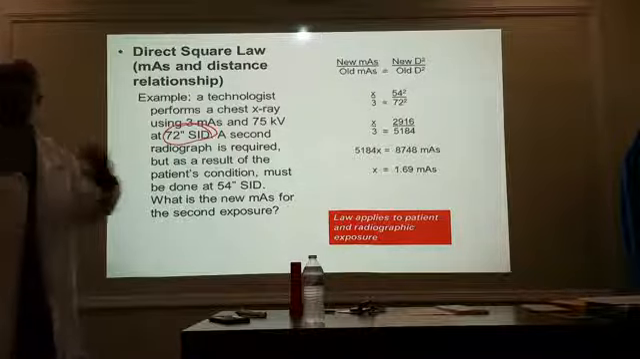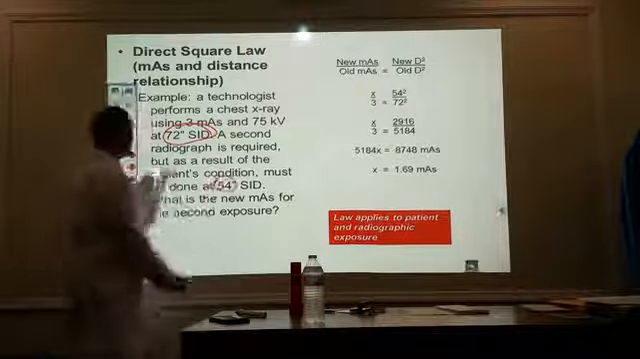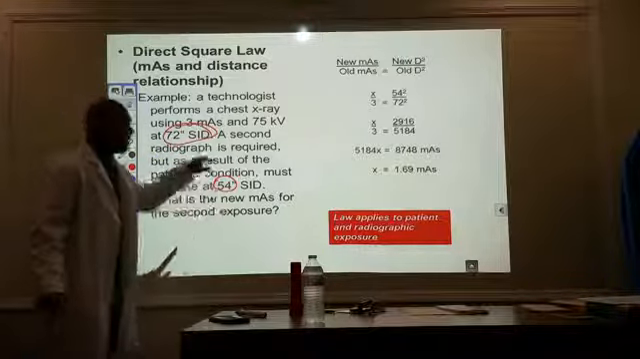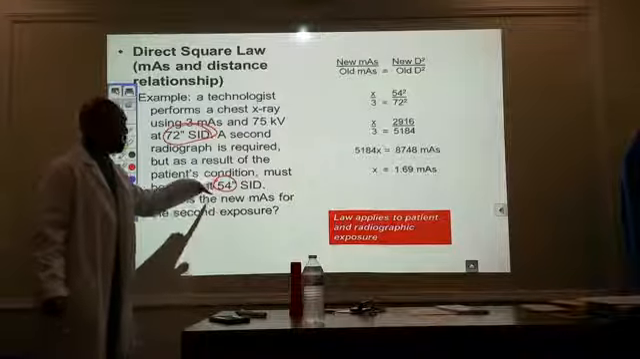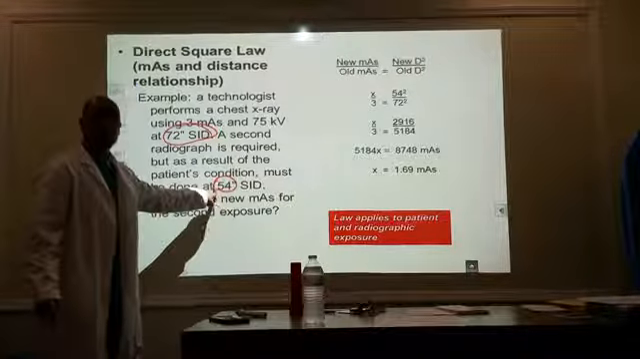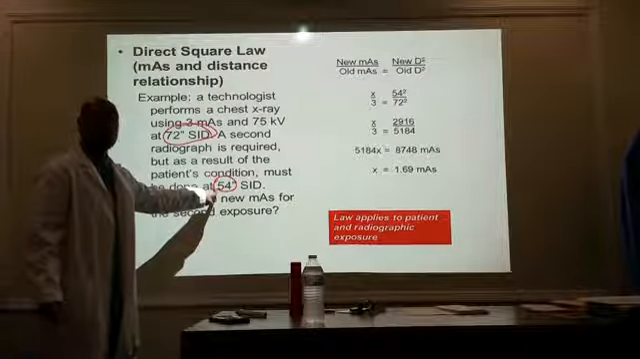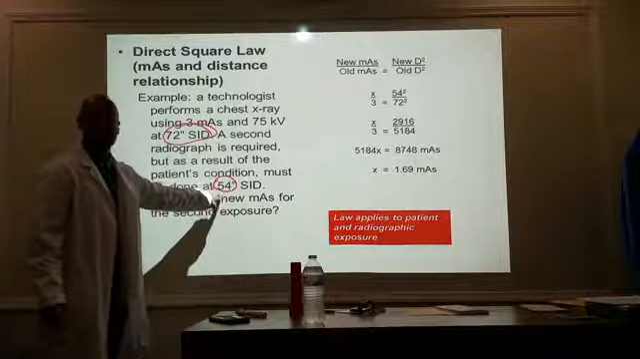And due to the environmental circumstances, I can only get 54 inches. I can't get my maximum 72 inches. I'm going to be doing a lot closer. So if I don't adjust my technical factors with the change in distance, my film is going to be too what? It's going to be too dark. So I need to cut my technical factors to accommodate for the closer distance.